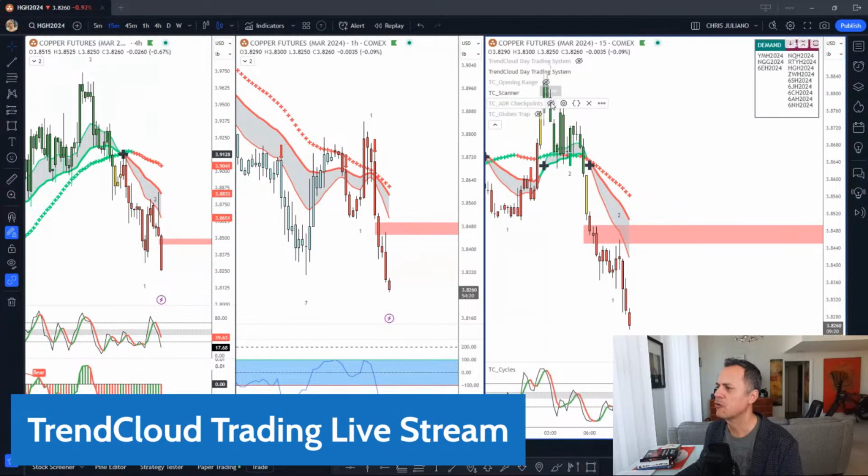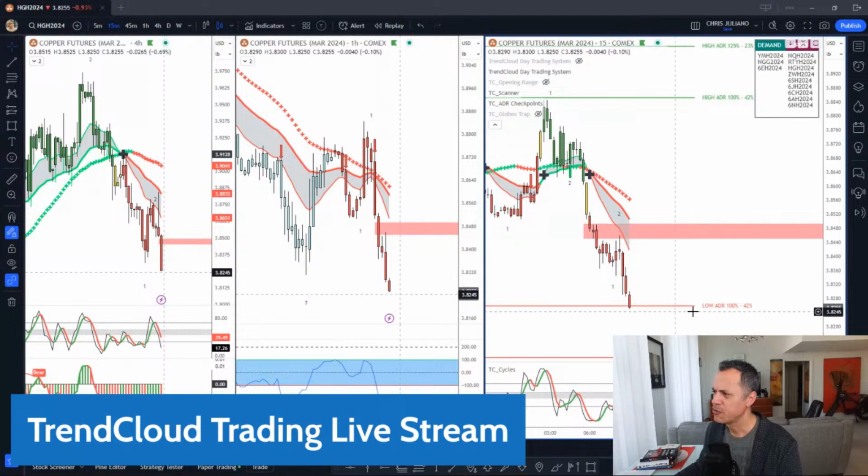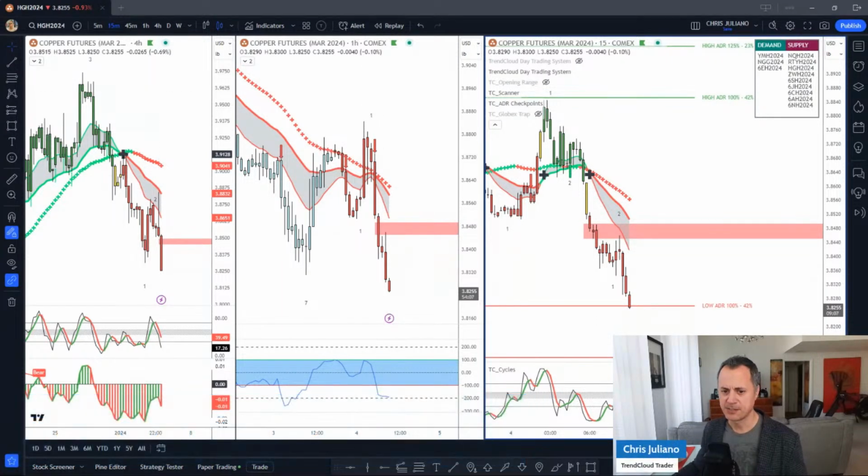So let's just go through our process here, and we just hit that first ADR checkpoint. If you've got the TrendCloud trading system, if you've got the entire system, guys, then bring that up on your chart and take a look at that ADR checkpoint there.